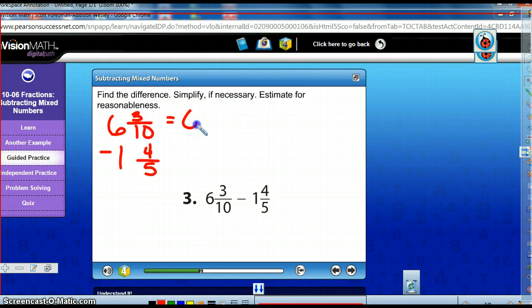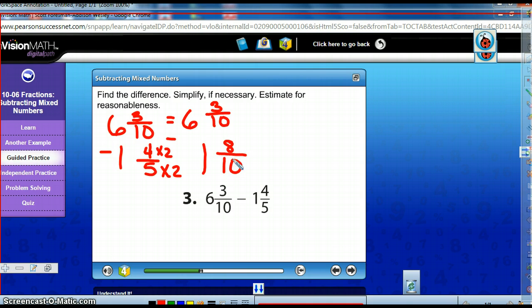So I'm just going to rewrite it, 6 and 3/10 minus, what do I have to do to 5 to make it a 10? Multiply it by 2. What you do to the bottom, you do to the top. Do I do anything to the whole number? No. So minus 1 and 4 times 2 is 8. 5 times 2 is 10.